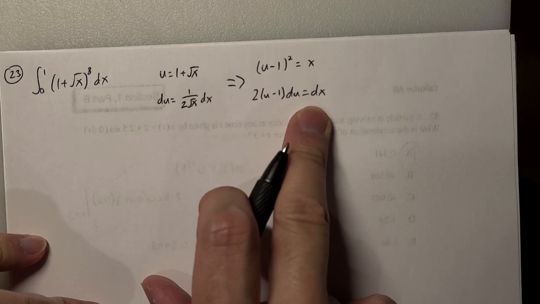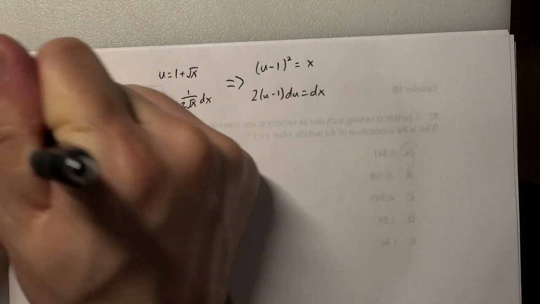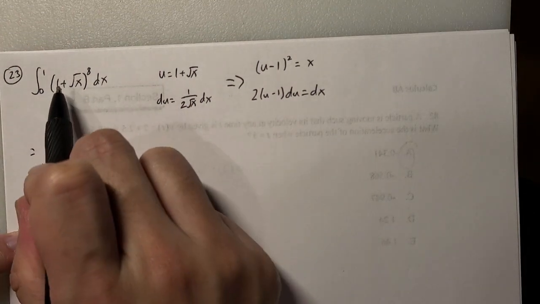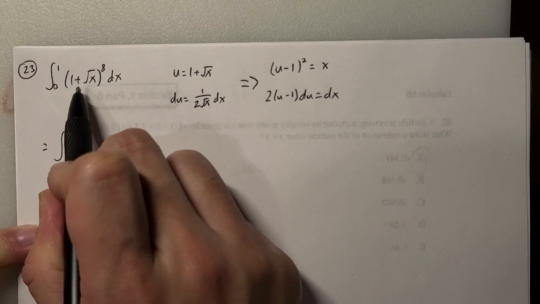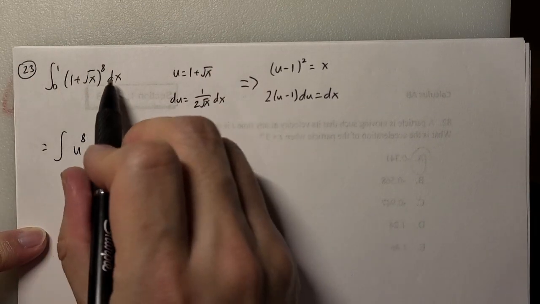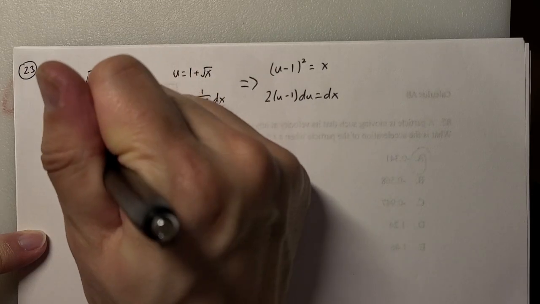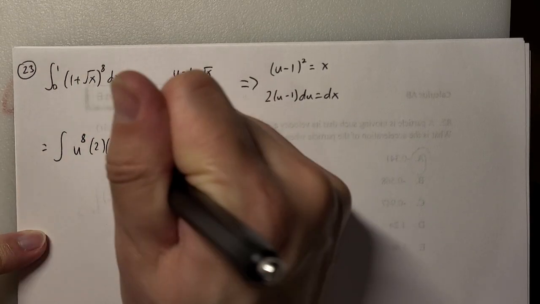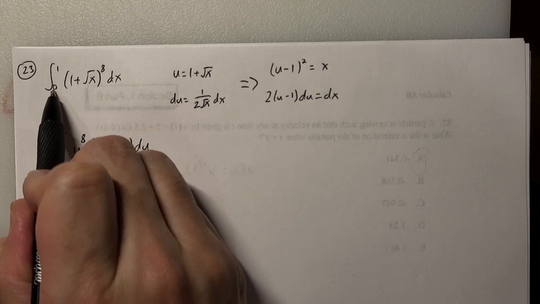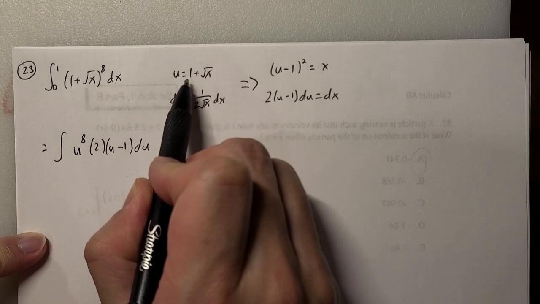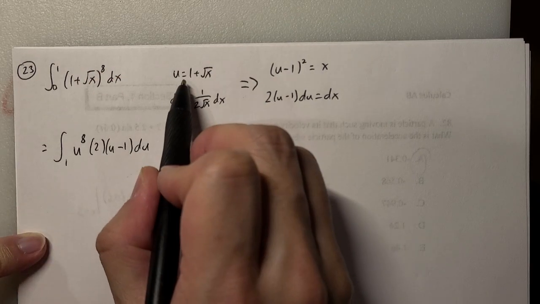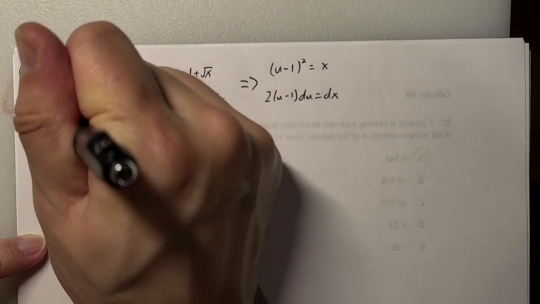So let's substitute then. We'll worry about limits afterward. Let's hope I don't forget this time, like I did in a previous problem. This would just be u to the 8th. What is dx? That is 2 times u minus 1 du. And limits of integration: when x is 0, u is 1 plus square root of 0, which is 1. When x is 1, u is 1 plus square root of 1, which is 2.